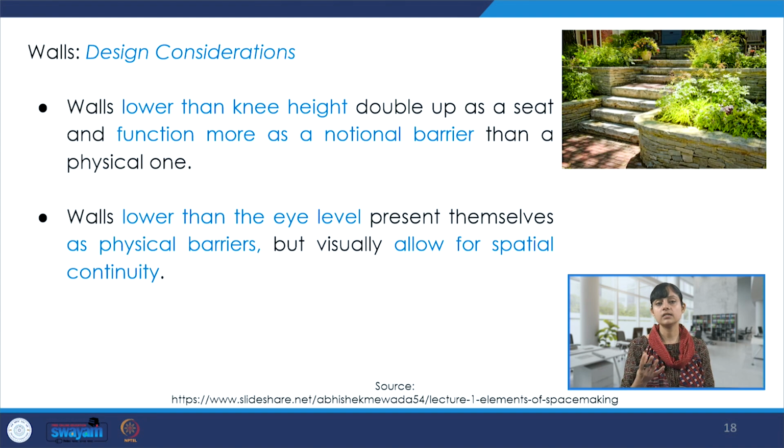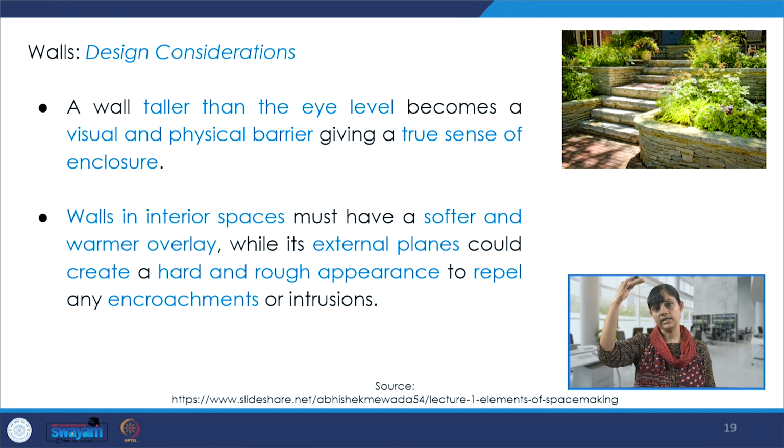So there are some design considerations that we could keep in mind, or we could understand as designers and architects or interior architects. So the walls which are lower than the knee height, they function more as a notional barrier rather than a physical one. And the ones which are lower than eye level, they present themselves as physical barriers, but they usually allow for a spatial continuity. The wall which is taller than the eye level, it becomes a visual as well as a physical barrier, and it gives a true sense of an enclosure.